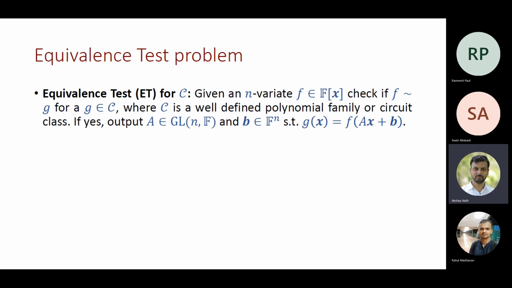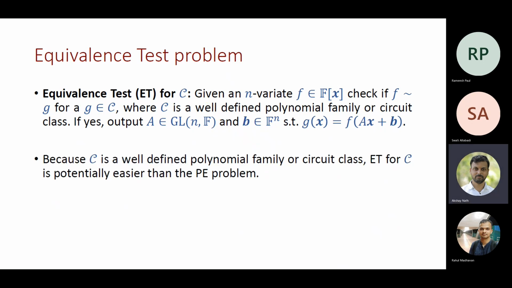The definition is as follows. Given an n-variate polynomial f, check if f is equivalent to g, where g comes from 𝒞, a well-defined polynomial family or circuit class. If yes, as usual, we are supposed to output an invertible matrix and a translation vector such that g(x) equals f(Ax + B). Again, when I say that we are given a polynomial f, it might be given either as a list of coefficients, or we might be given an arithmetic circuit that computes f. But in most cases, when this problem is studied, f is given as black box access. And this is also the case in our work.